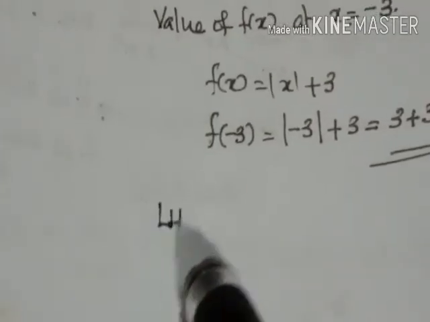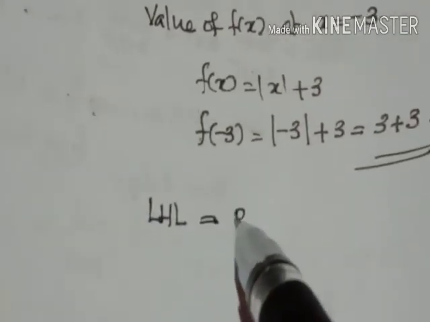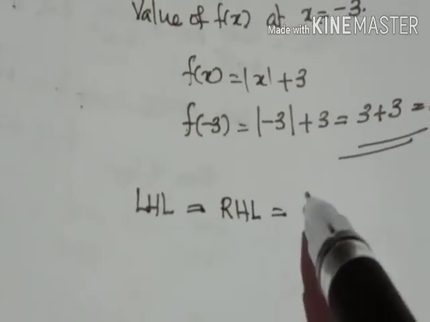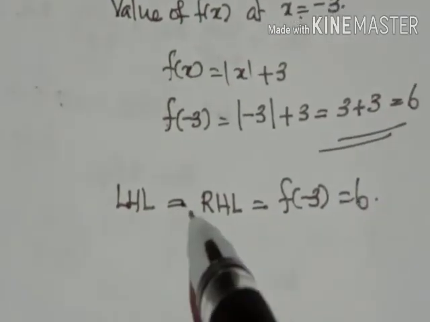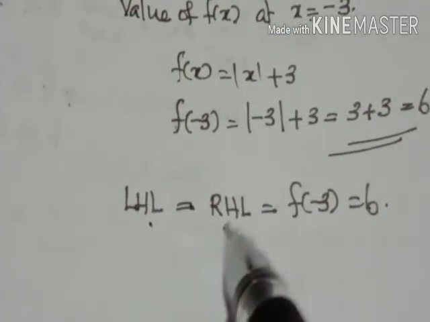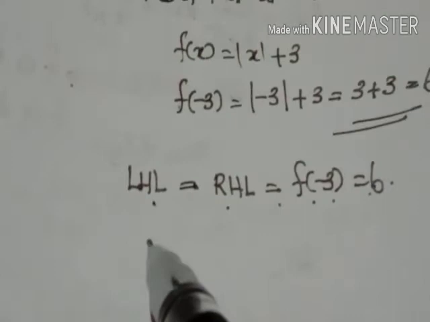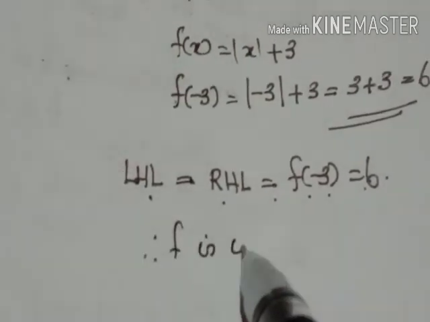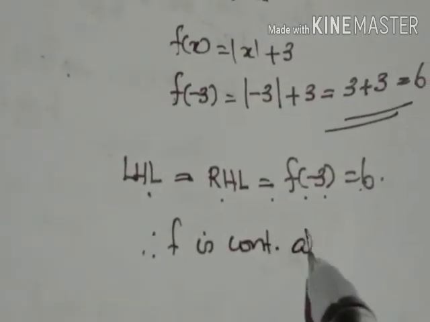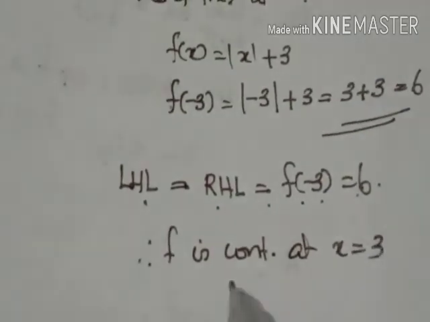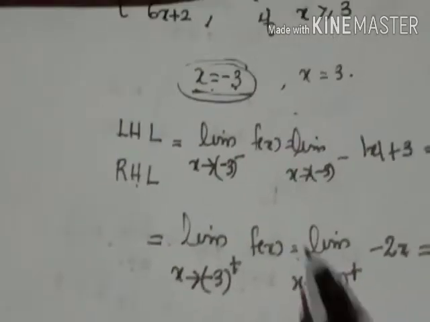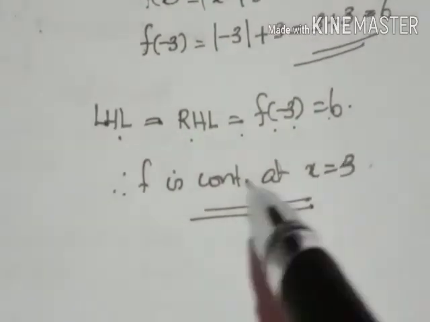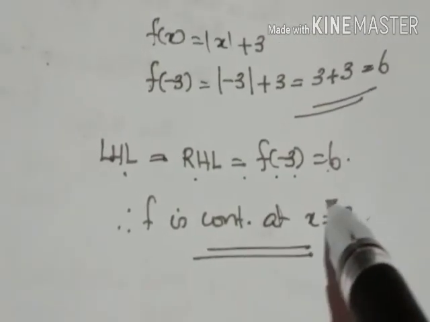So left hand limit equal to 6, right hand limit equal to 6, and the value of the function is also equal to 6. If these three are equal to each other, then we can say that f is continuous at the point x equal to minus 3.